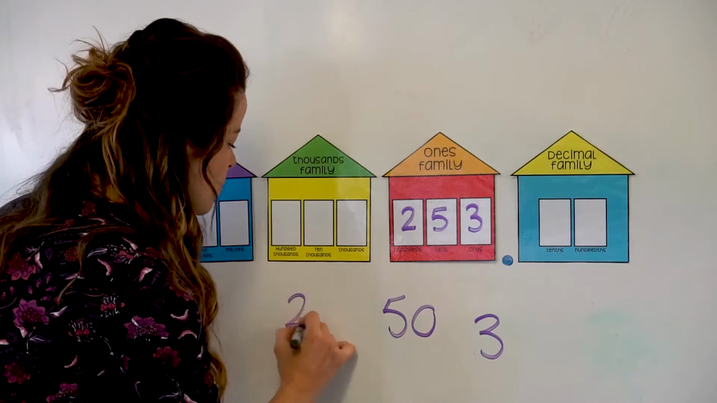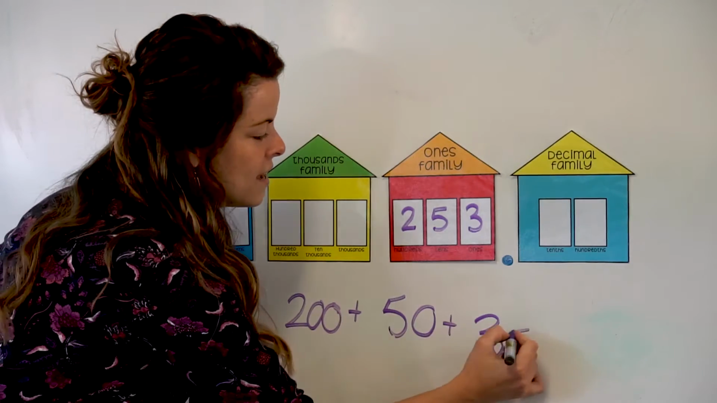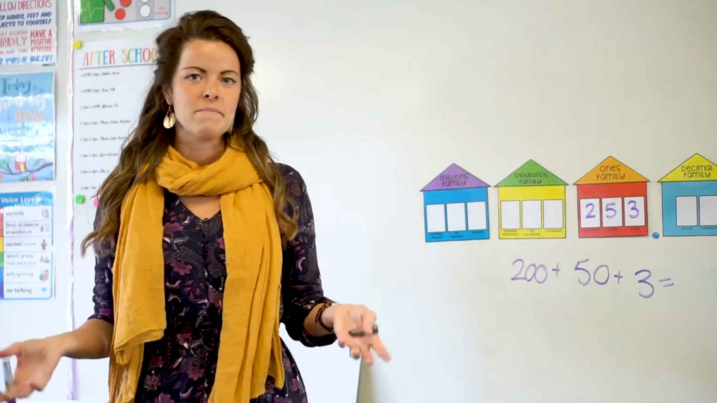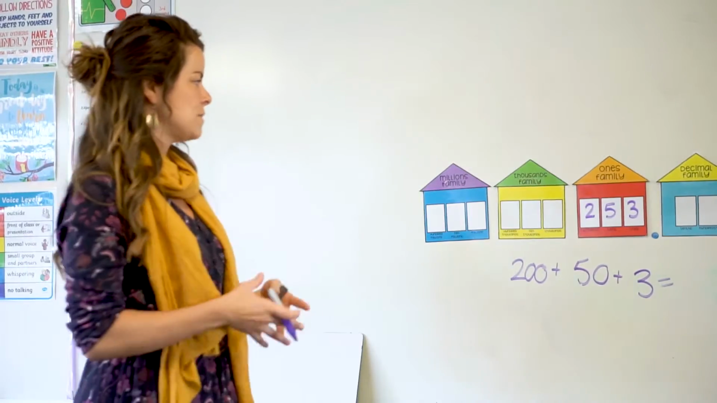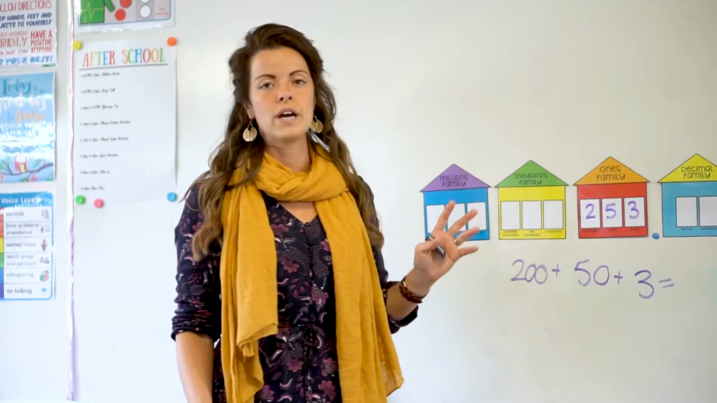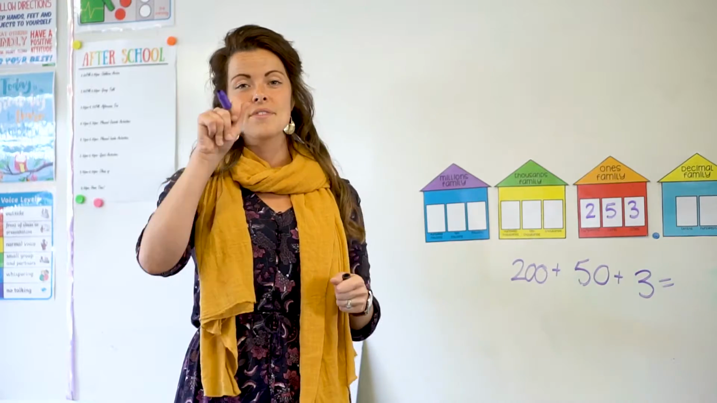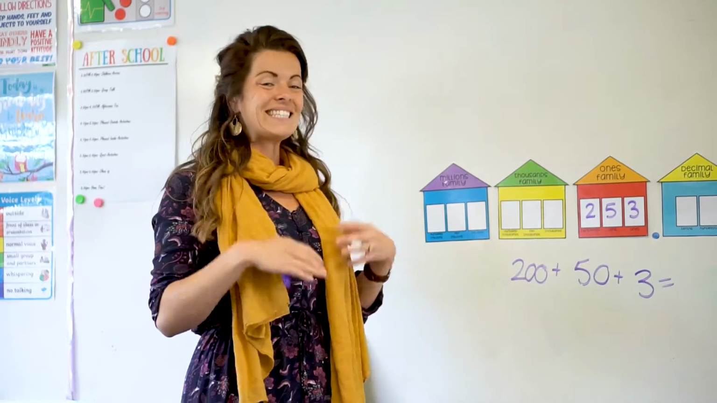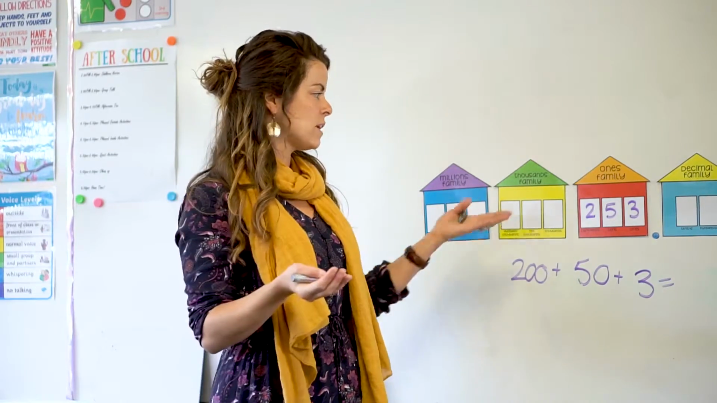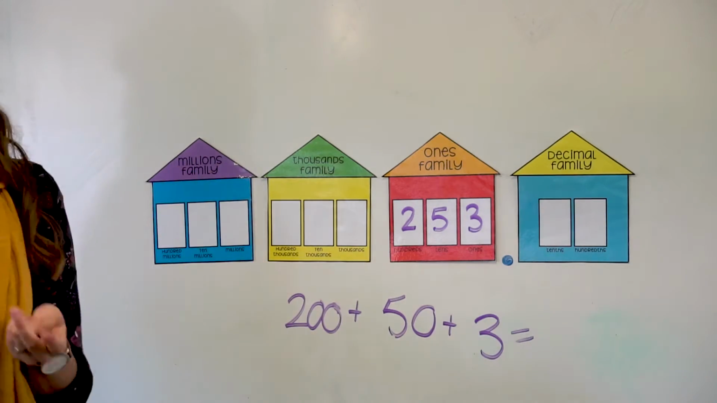Okay, and we would go through concepts of partitioning, so breaking that up, stretching it out, and understanding what it actually means. So it's the 200 plus the 50 plus the 3, which then comes together to show our 253. We would be getting them to be able to write the number out, say the number, ensuring that they're using the correct language, and be able to identify the digits across the board.